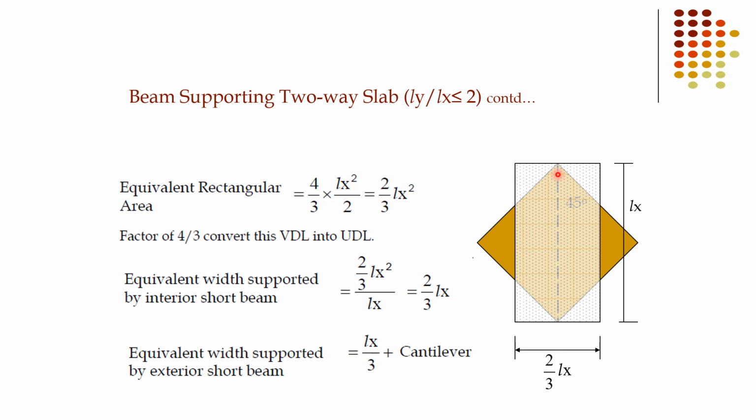Okay, so if I just divide with one side, this dimension Lx, then I will get the other dimension of the rectangular portion. Okay, equivalent width supported by interior beam. To get this width, I will divide this with this length, then I will get the other length. Same way here, 2 by 3 Lx square divided by Lx, I will get 2 by 3 Lx, this equivalent width.